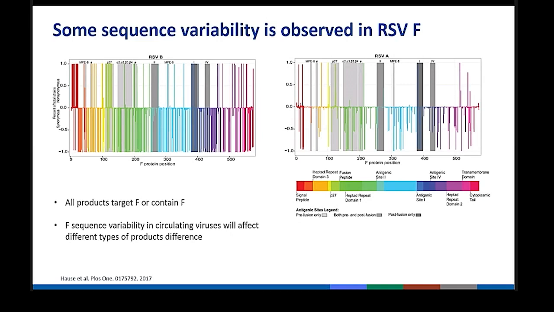And you can see there's more variation in RSVB viruses in the fusion protein. And there are regions where there's quite a lot of variation and regions where there's not so much variation. So if you look at RSVA, the regions that encode this site 0 site are generally fairly conserved, but there is some mutation in RSVB viruses in that site 0. Next slide.